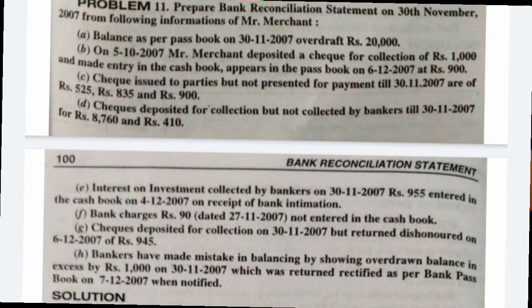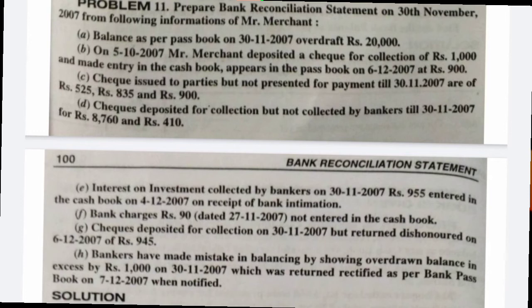Yes. And next one, problem number 11: prepare the bank reconciliation statement on 30th November 2007 from the following information of Mr. Merchant. Okay, we will take his name as Bunty since we are following this name since class 1. Mr. Bunty, then balance as per passbook on 30th November 2007, overdraft rupees 20,000. They have given the overdraft balance as per passbook for the month of November. We need to prepare the BRS. So we need to see the passbook only because it is the overdraft balance.